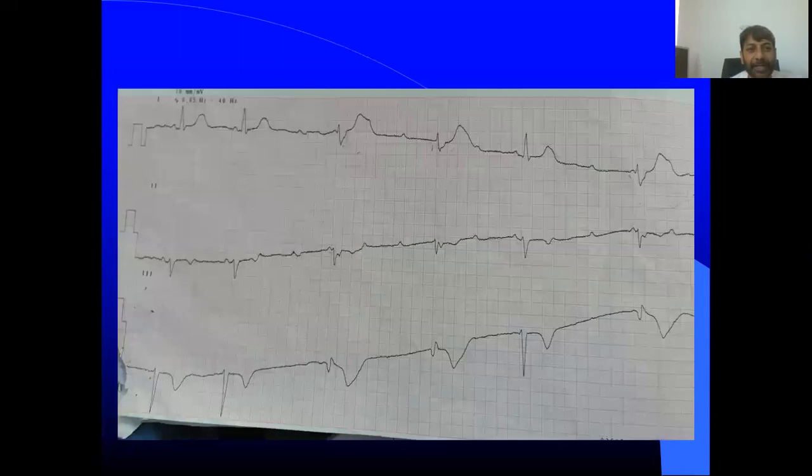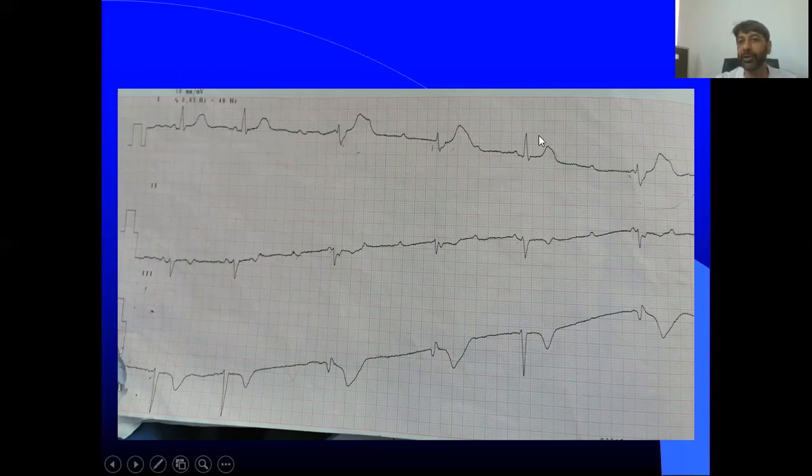Let's look at the first: rate. Rate is around 40 if you average it out, because rhythm is not regular, so you can't apply that formula of rate assessment. What you have to do is count a 6-second strip. 6-second strip means you count every 5 large boxes and mark it 1, 2, 3, 4, 5, 6. That means total 6 fives are 30 large squares.